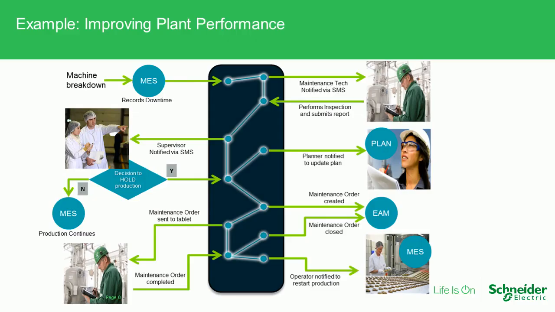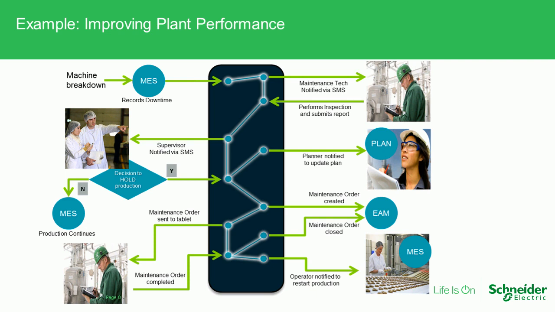So I'll provide an example here. It's a pretty well-documented example for farm performance. What I'm showing on the screen there is just maybe a typical workflow that might happen when a machine were to break down. There's a number of people, obviously, that need to be notified.